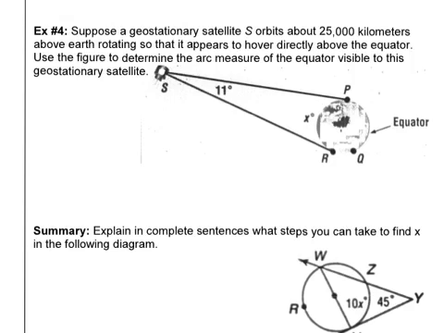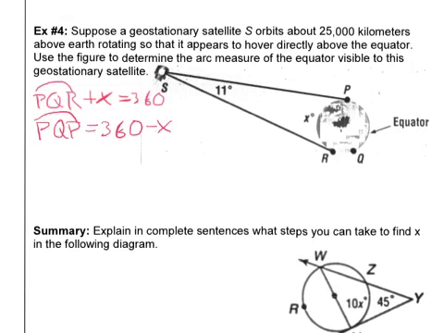And this is the trick here. Before we do anything, we know that arc PR, which we can represent with x, and arc PQR add up to 360. So let's write that as the very first thing: PQR plus x equals 360. If I wanted to solve for PQR, I could just subtract x from both sides. And there we go.